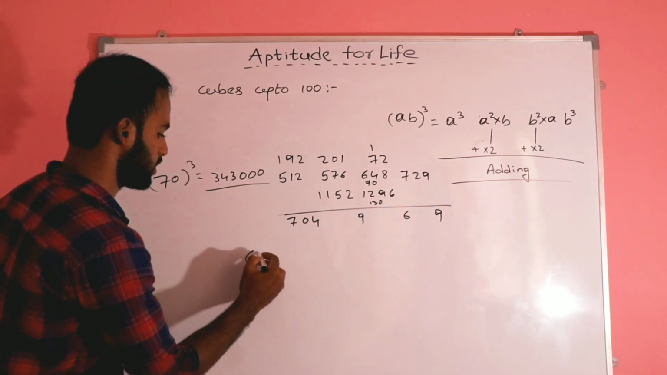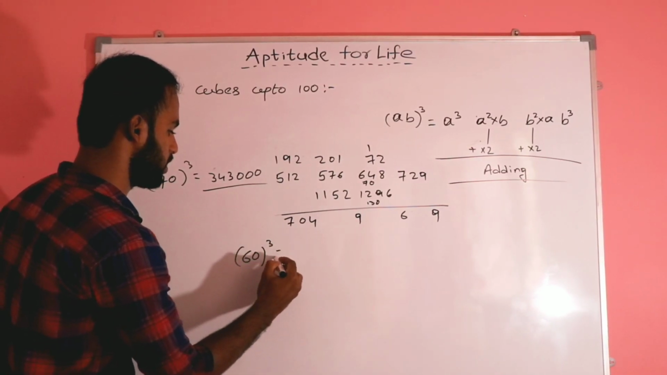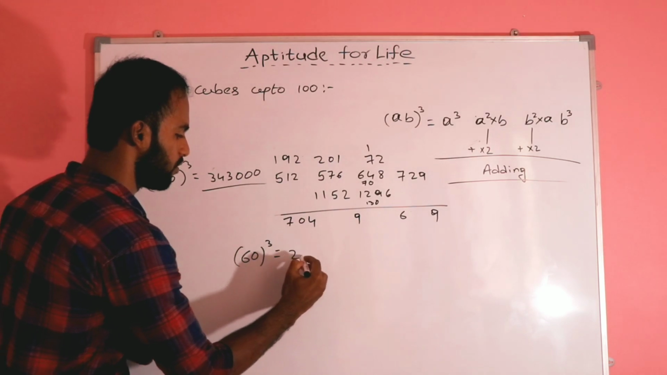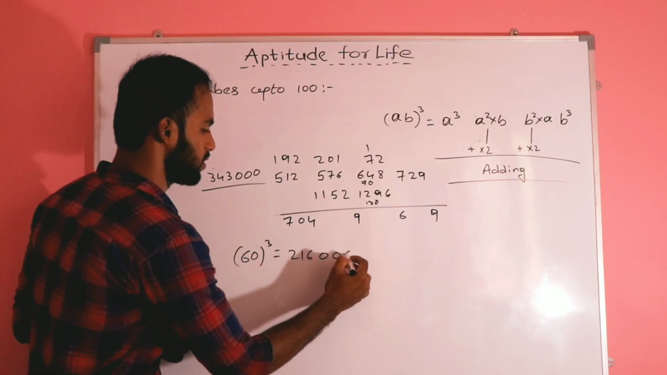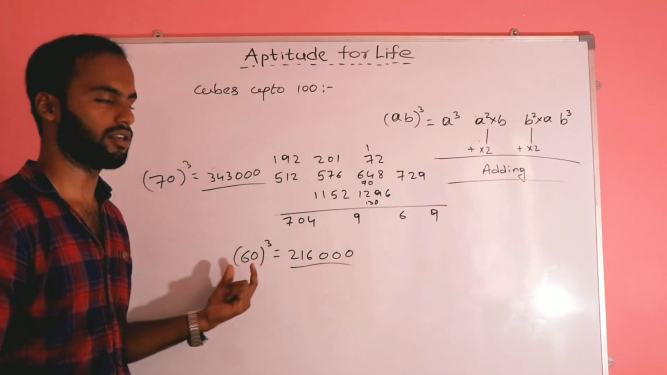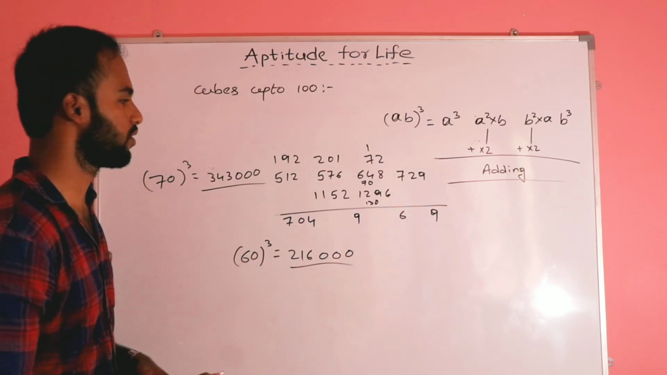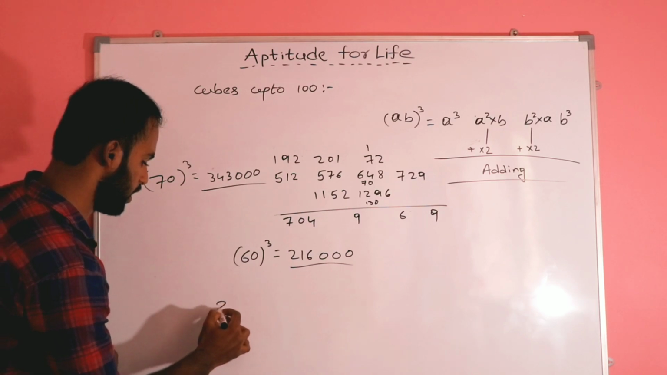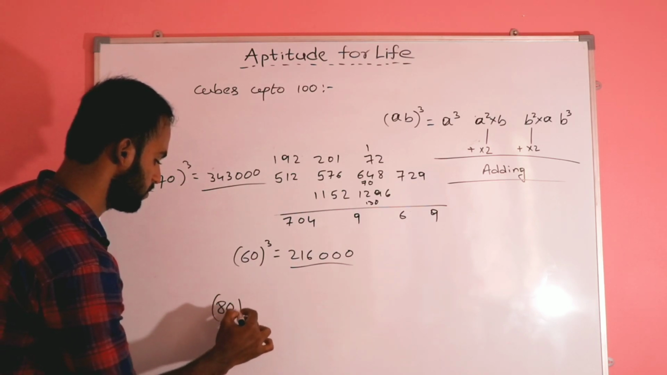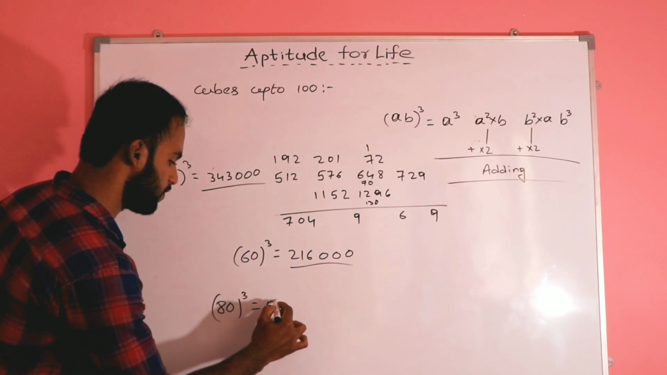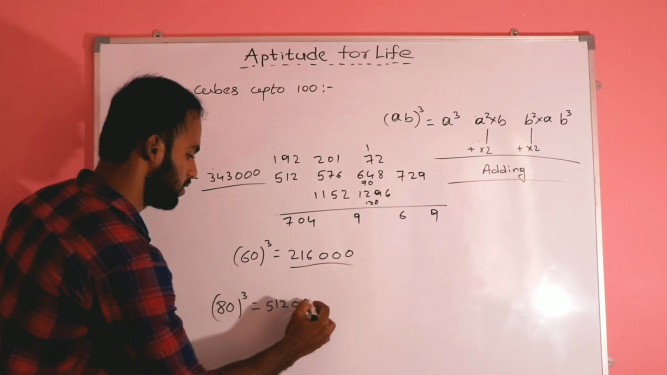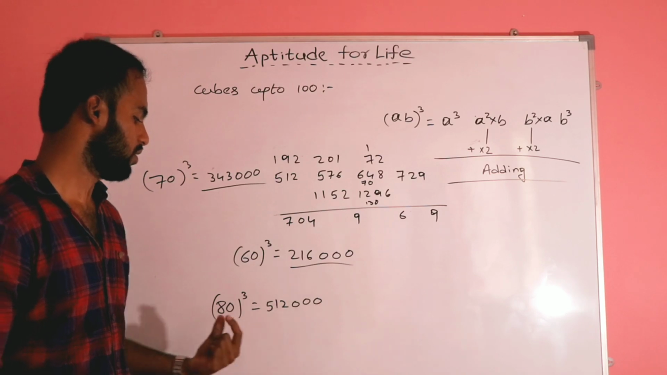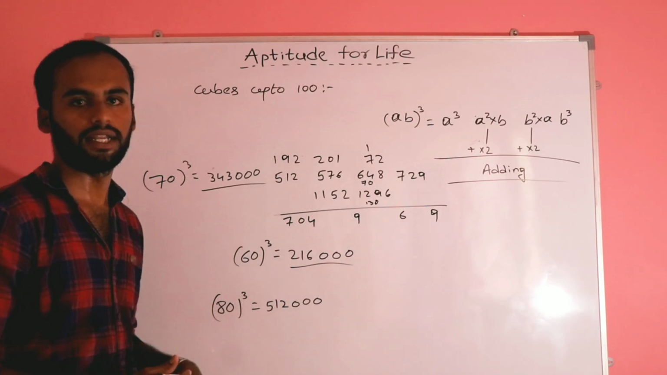For example, 60 cube. What is 6 cube? 6 cube will be 216. So we need to add 3 zeros. So 216,000 is the answer for 60 cube. For example, 80 cube. 8 cube is 512. Add 3 zeros on the right side. So 512,000 is the cube of 80.